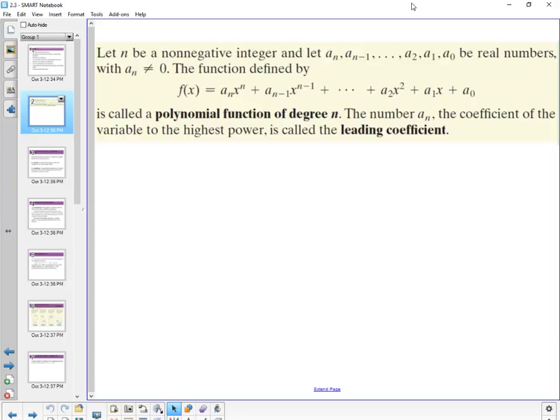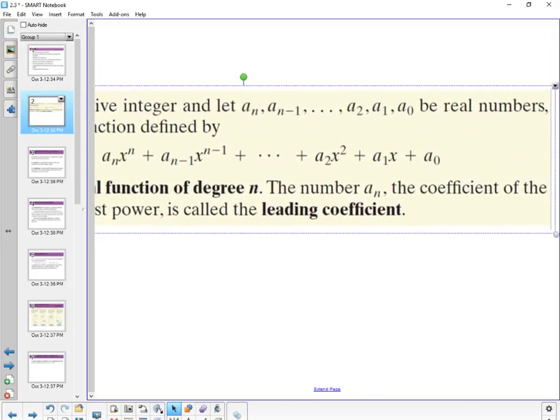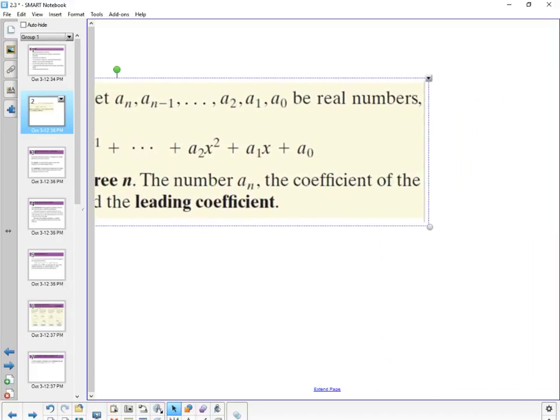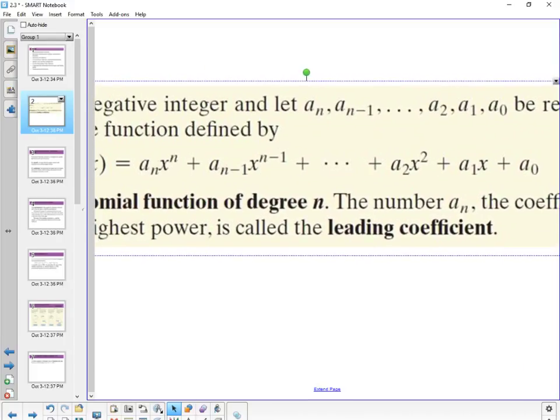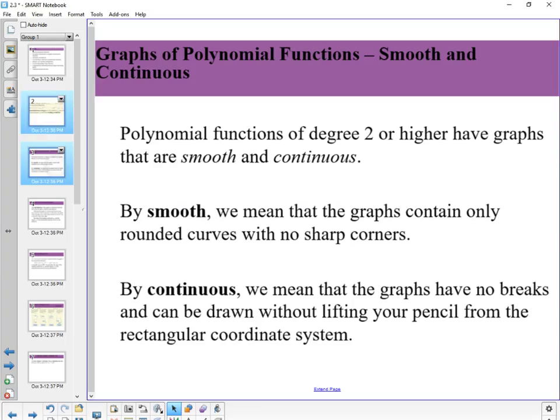No. That is the definition. Oh, no. Here is your definition of a polynomial. I think I've done that for you, haven't I? Yeah. So do we need to do it again? No. Right here. That is the definition. Okay? So let's move on.